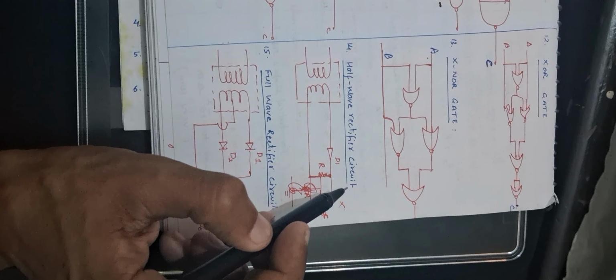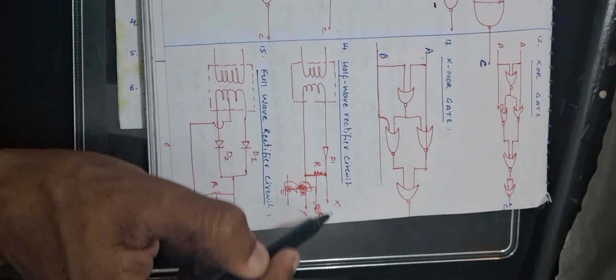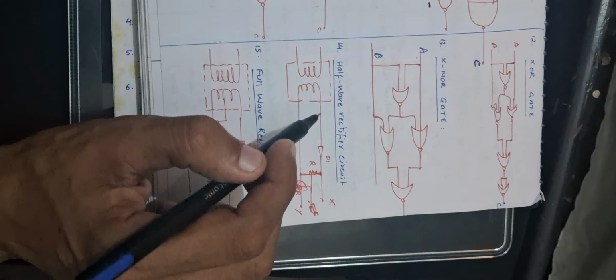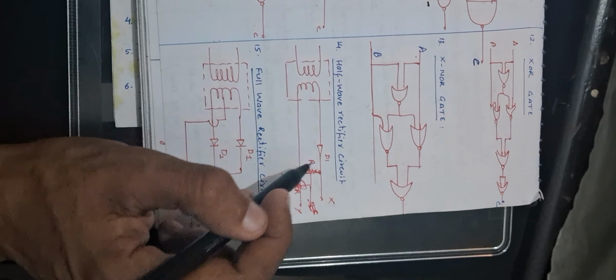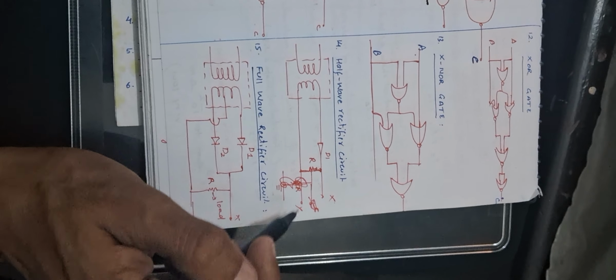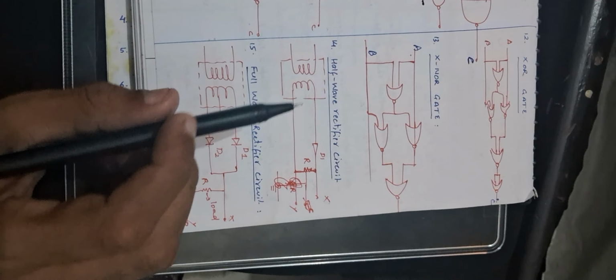Next, we have the half wave rectifier circuit. You just take a transformer, add a diode, take a resistance, and take the output across the load. During forward bias, it will conduct, so high output, and during reverse bias, it will not conduct, so the output will be 0. We get a half wave rectifier.